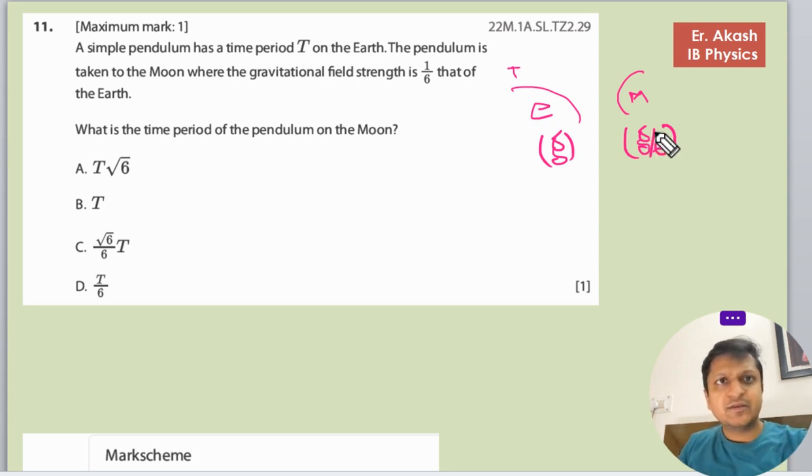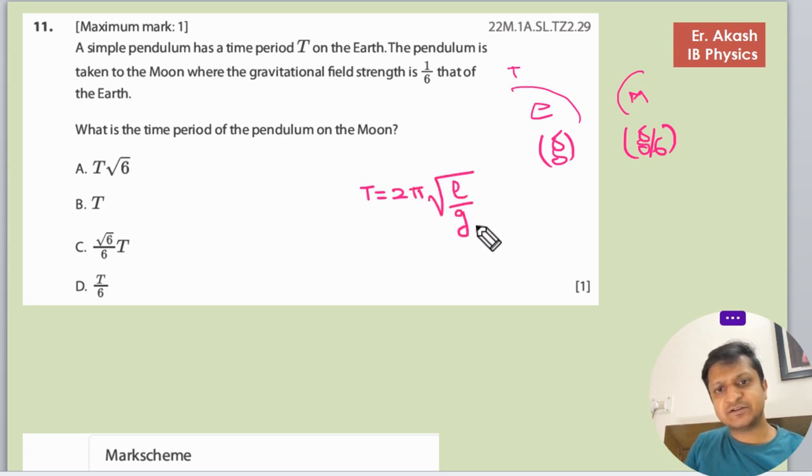So in this question, what is the time period of the pendulum on the moon? So the formula for time period is given to us by 2 pi root L by g. It means the time period depends on the length of the string and the gravitational force. So T at the moon will be 2 pi root L by g divided by 6.